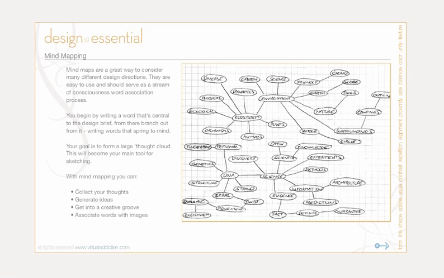When you mind map, you can collect your thoughts, you can generate ideas, you can kind of get into a creative groove, and you can associate words with images. Many great designers start their design process by mind mapping. Ideas, thoughts, concepts, and things that are not always visible. They're kind of in a cloud and could only be imagined. The process is to get those things out of your imagination, and it's difficult in many cases to do that. Our minds are very limited for doing that.